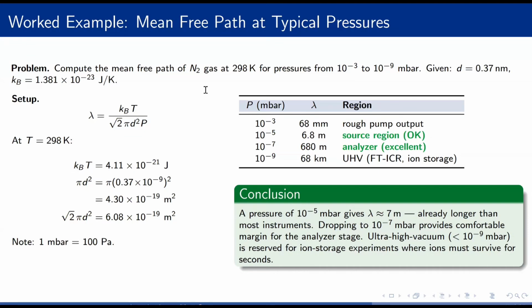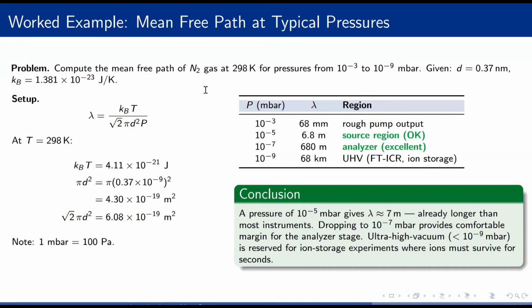At 10 to the minus 3 millibar, which is what a simple rough pump gives you, the mean free path is 68 millimeters. That's far too short for an MS analyzer. An ion would collide within the first few centimeters. At 10 to the minus 5 millibar, which is what a turbomolecular pump routinely delivers in the source region of the instrument, the mean free path is about 7 meters. That's perfectly adequate for the source. At 10 to the minus 7 millibar, the typical analyzer pressure, the mean free path is 680 meters. That's comfortably longer than any analyzer could possibly be.